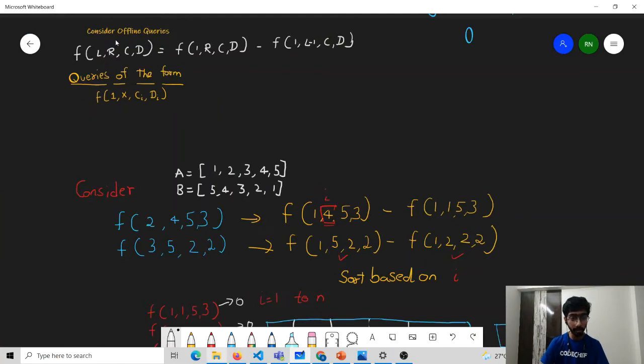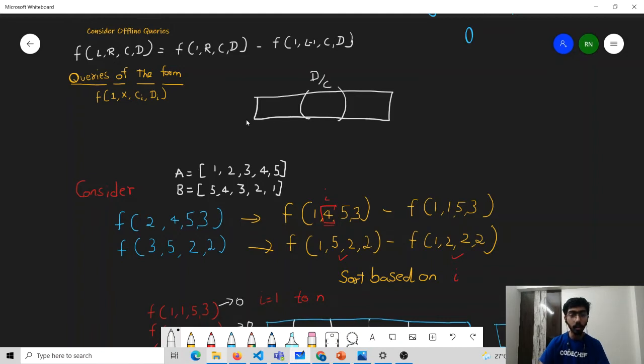Now let us try to solve this problem for the case where we are given offline queries. Note that in this problem we are given online queries, but finding the solution for offline queries will help us move closer to our solution. Each query can be considered as some function of L, R, C, D. In this function, in the given array, we have to consider the contribution from index L to index R of only the points that have a by b values greater than d by c.